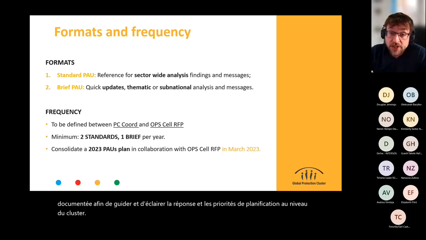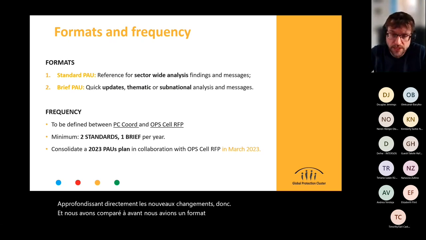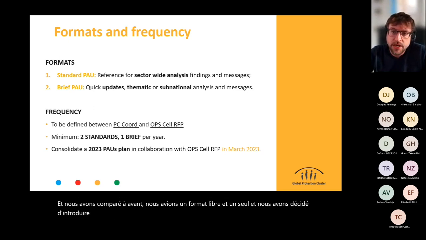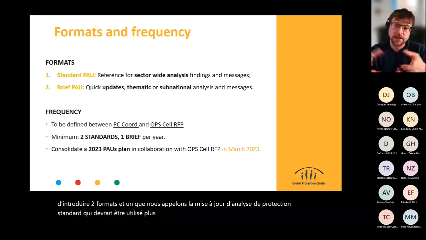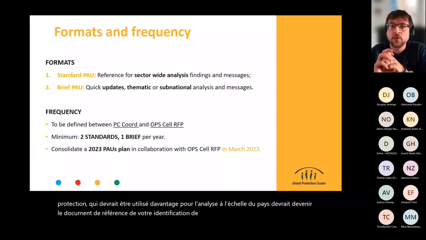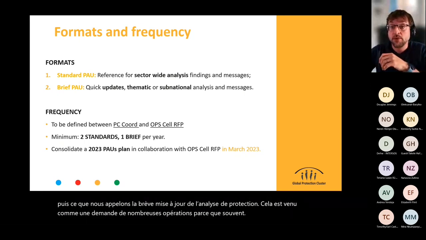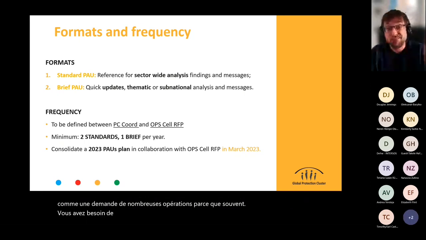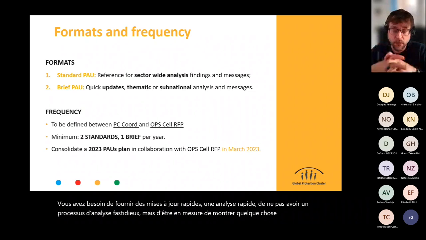Delving directly into the new changes. Compared to before, when we had just one loose format, we decided to introduce two formats. One that we call the standard protection analysis update, which should be used more for the country-wide analysis, so it should become the reference document for your identification of protection risks at country level. And then what we call the brief protection analysis update. This came as a request from many operations because oftentimes you need to provide quick updates, a quick analysis, not a cumbersome process of analysis, but to be able to show something very quickly.